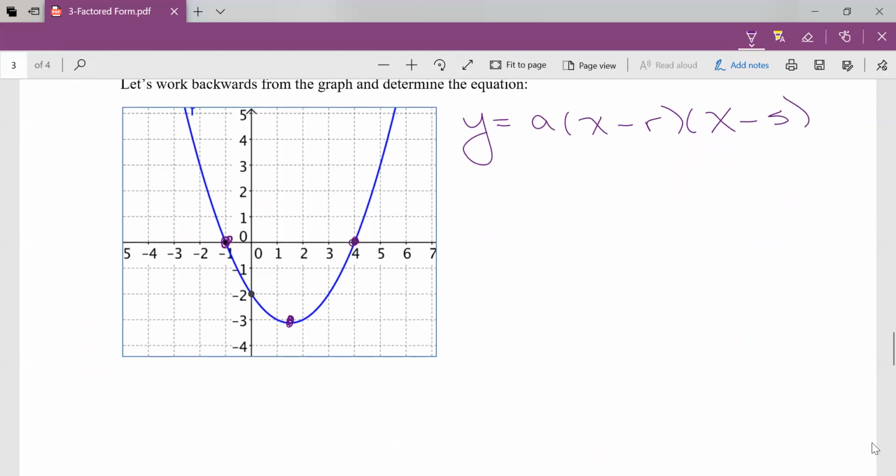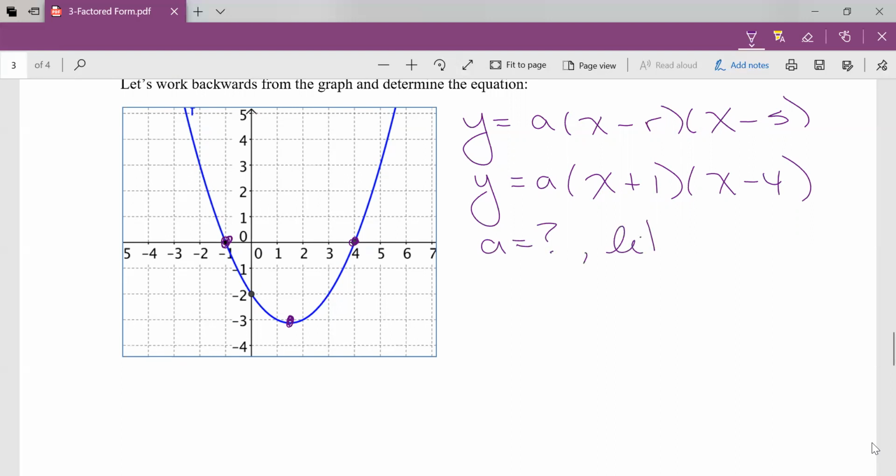So what do I start with? Well, I know my x-intercepts are at -1 and +4. So that tells me my factors are the opposite, +1 and -4. But what about this a? Well, to find a, I need to know what x and y are. Do you notice we've got this other coordinate pair here, the y-intercept? So I'm going to let x equal 0, and I'm going to let y equal -2. I'm going to sub that in. When I sub that in, look at what happens.